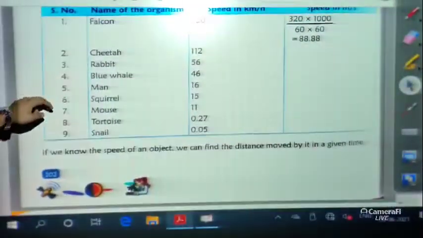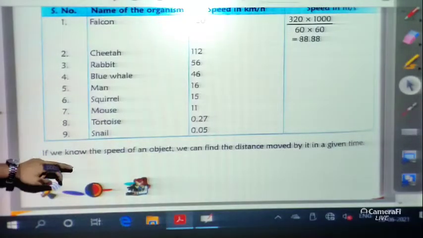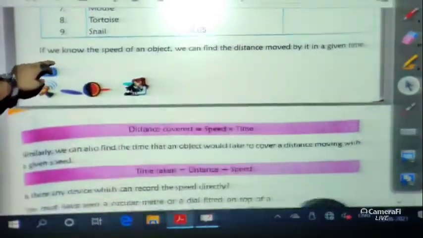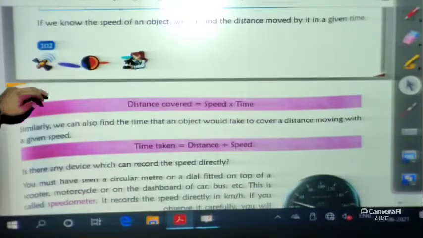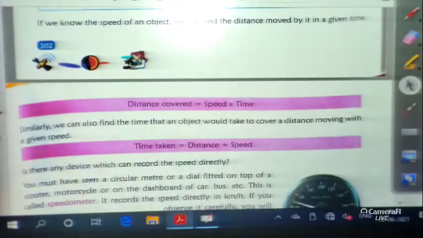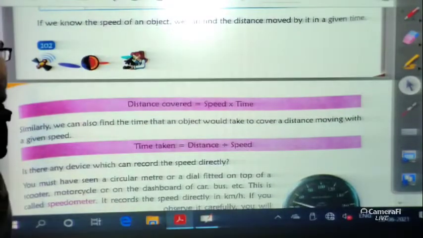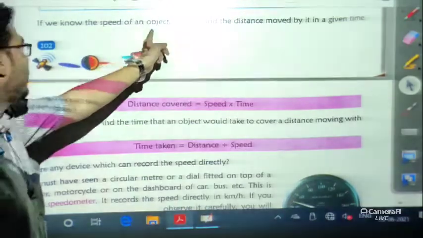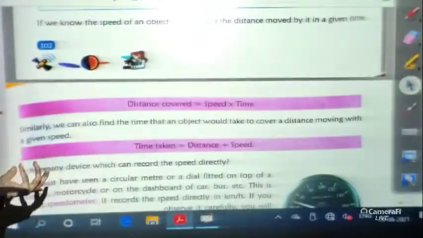Just do it. One is given for you and we have discussed one example. So there are 9 examples. So quickly do it. Okay. So what do we conclude from the table? We can conclude that if we know the speed of an object, we can find the distance moved by it in a given time.